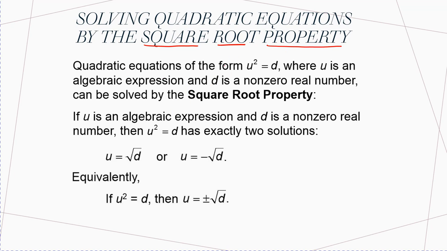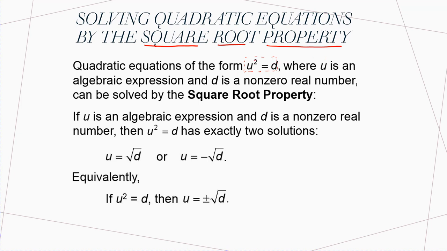All right, so quadratic equations of the form u squared is equal to d. Okay, so u is an algebraic expression. It can be something like just x by itself. It can be 2x minus 5 squared, whatever. But u is some algebraic expression, all right? And d is a non-zero real number.